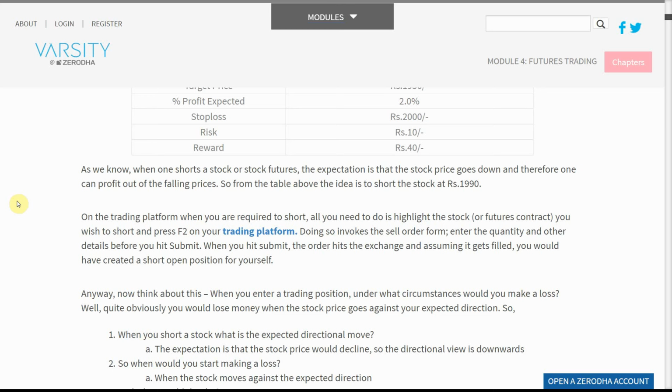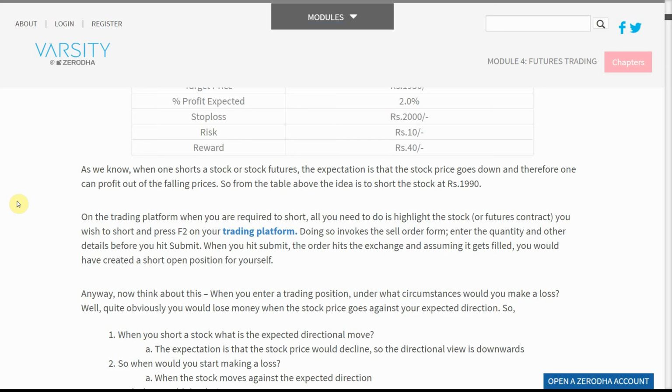As we know, when one shorts a stock or stock futures, the expectation is that the stock price goes down and therefore one can profit out of the falling prices. So from the table above, the idea is to short the stock at 1,990 rupees.